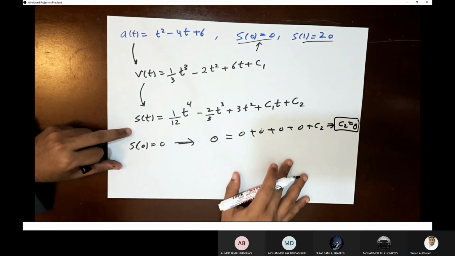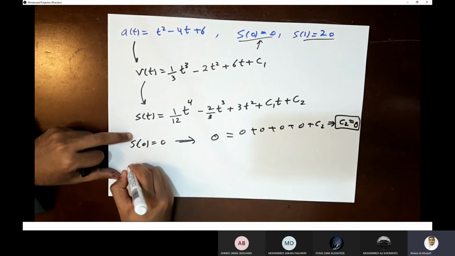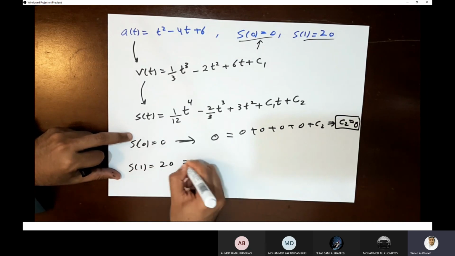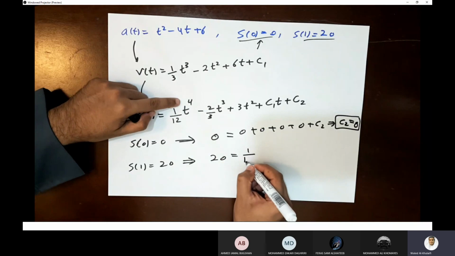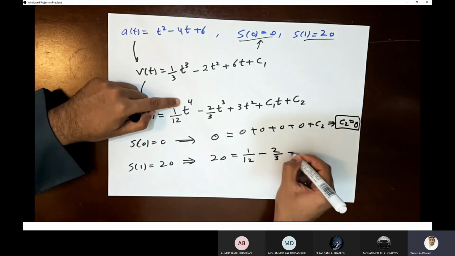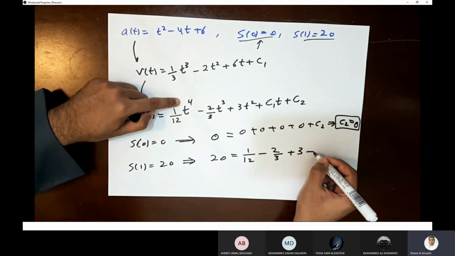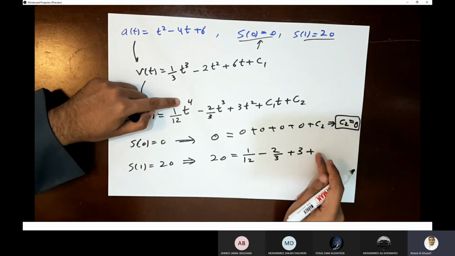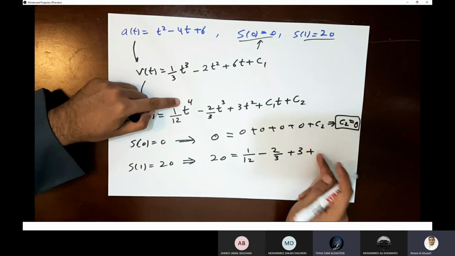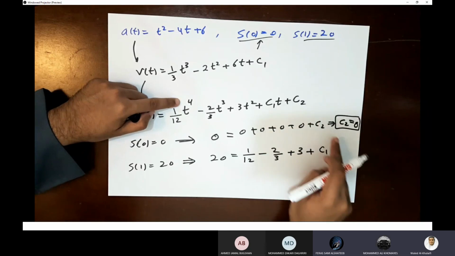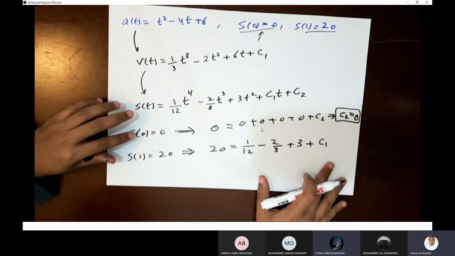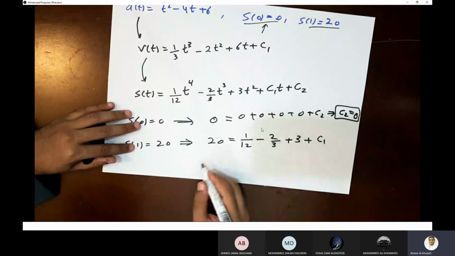Okay. Now when s of 1 equals 20, implies that 20 equals, now I substitute 1, so it will be 1 over 12 minus 2 over 3 plus 3 here plus, what is it here? c1 and c2? 0. 0, done, because of this. So I have it here. Now you need to solve this guy here.